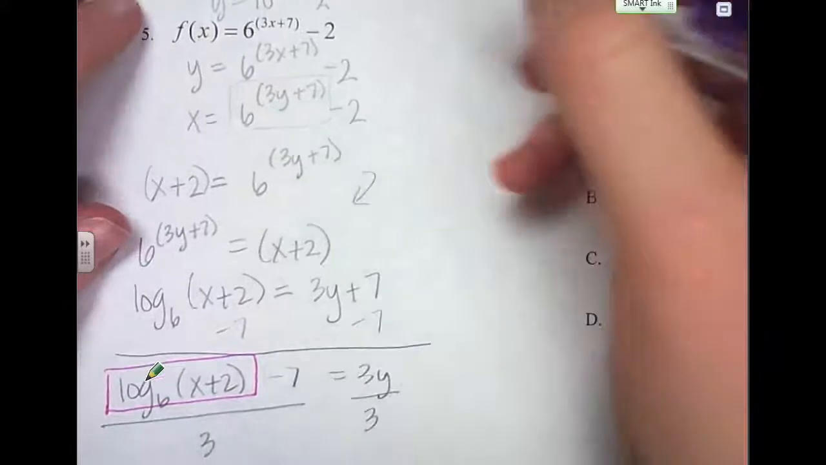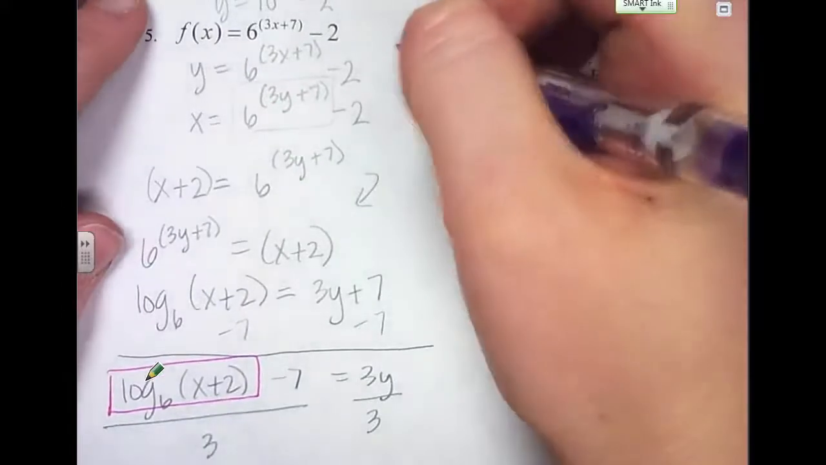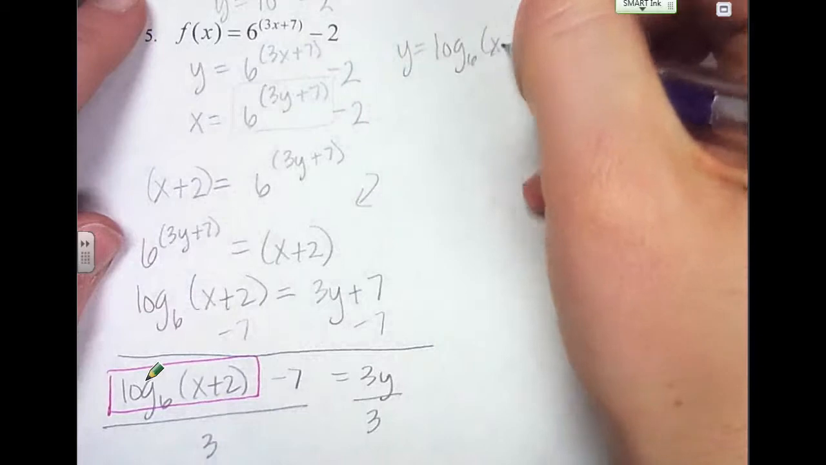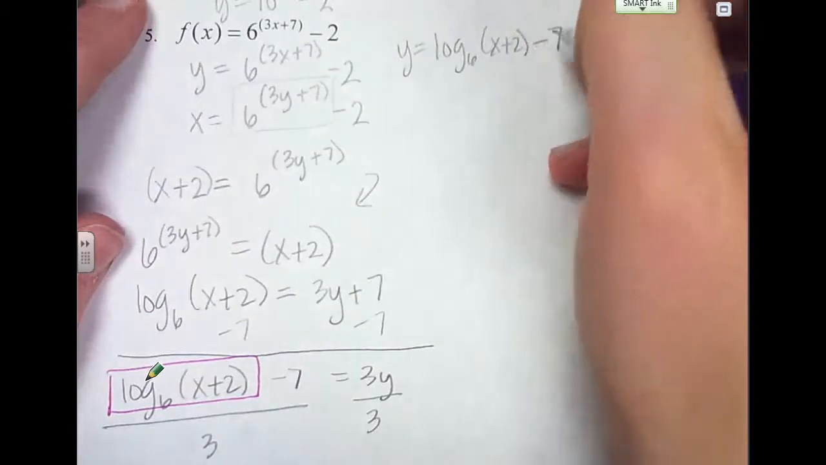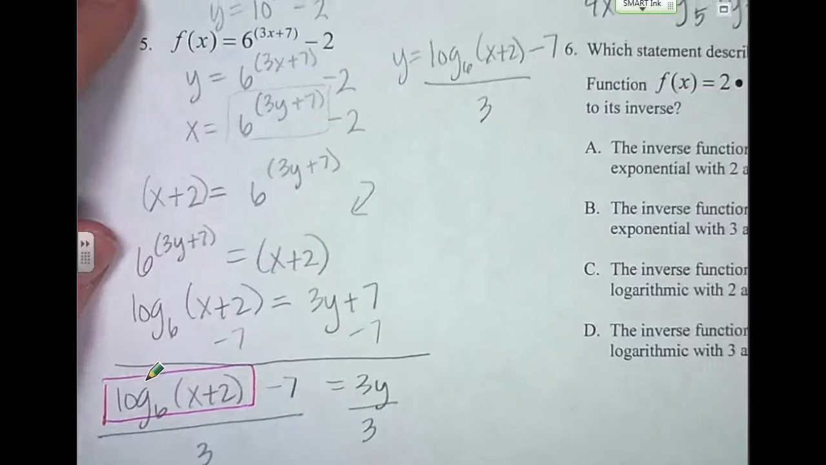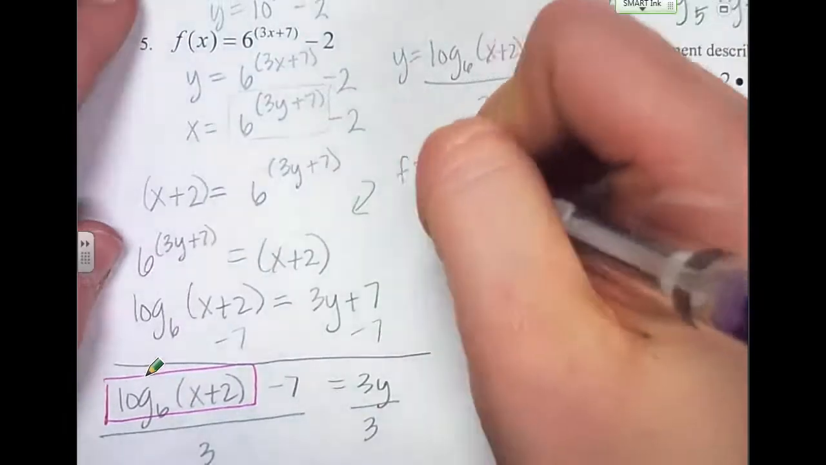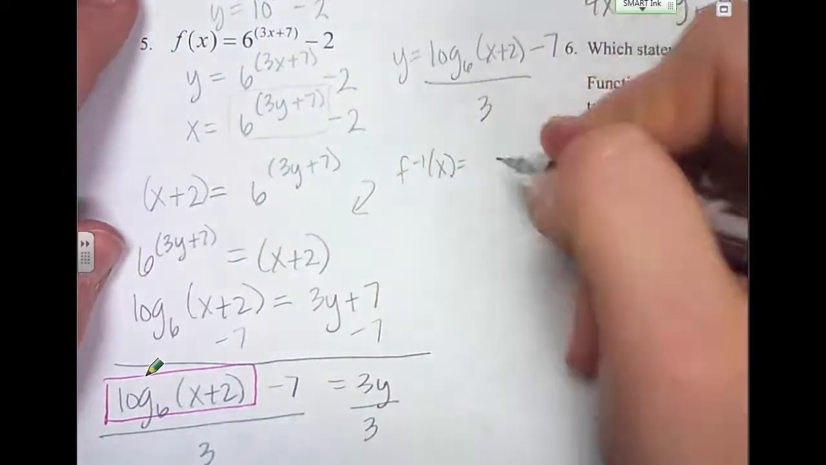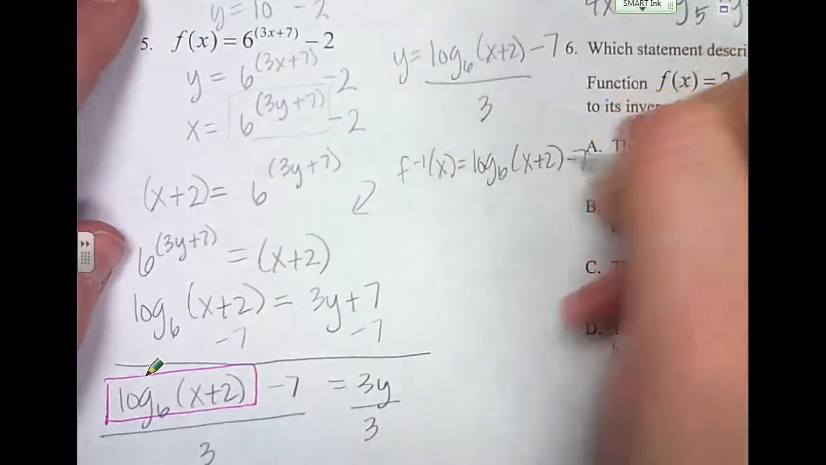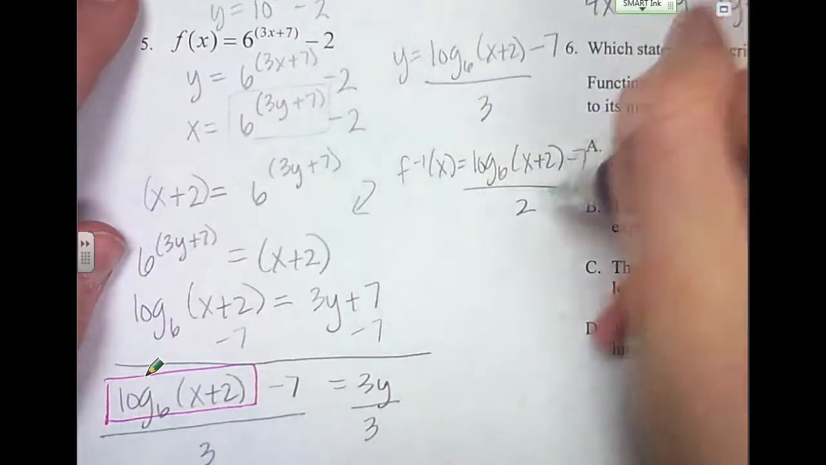So let me come back up here. So I have y equals log base 6 of (x plus 2) minus 7, divided by 3. And now it looks weird and crazy, but that's it. So we'll rewrite that as f inverse of x. Sorry, I'm running out of room. Oops, that's a 3.